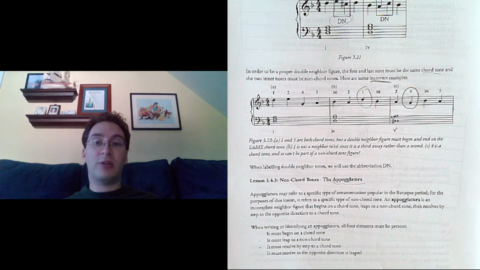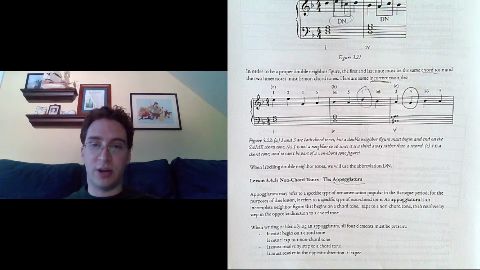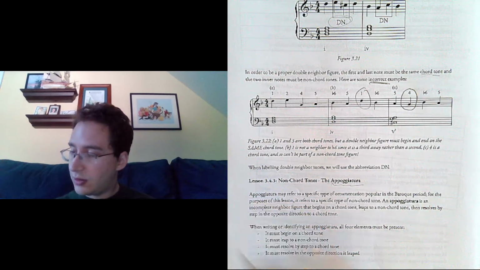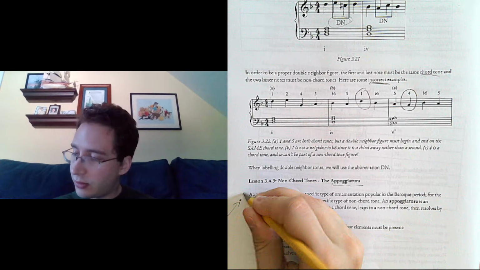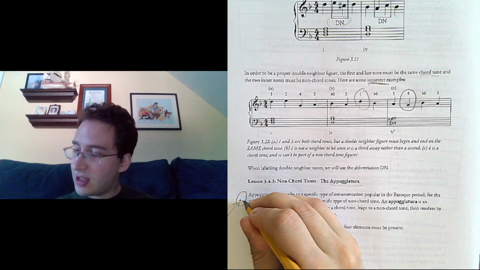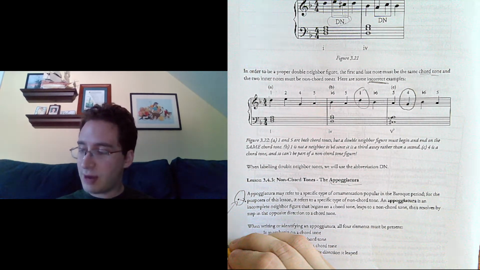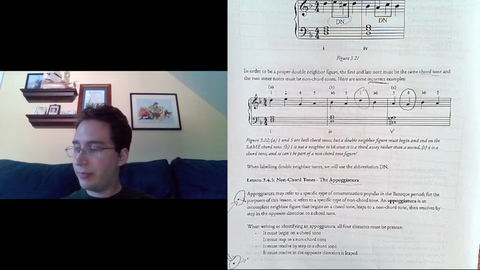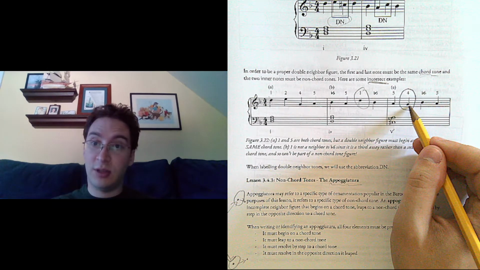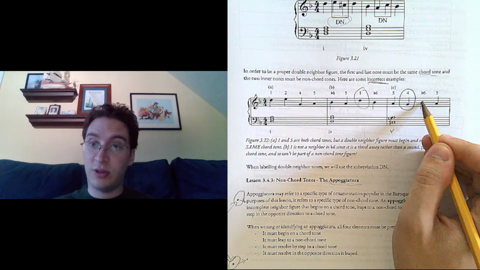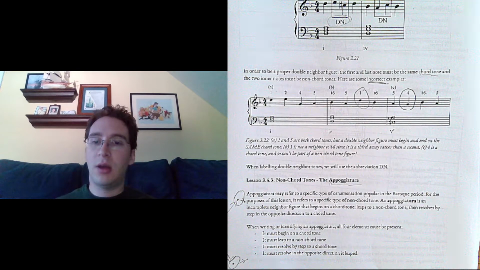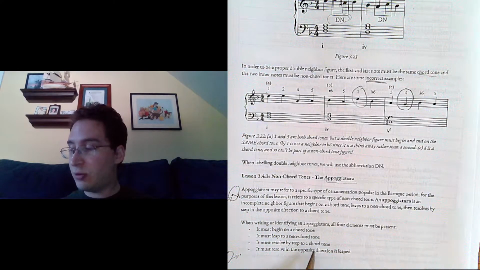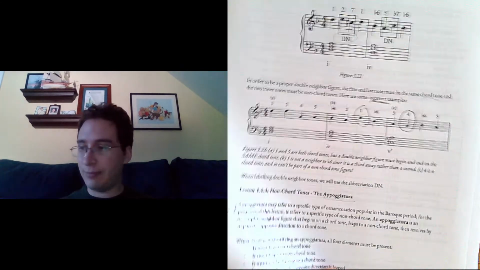So, what we are going to be looking at is a specific type of non-chord tone. It is an incomplete neighbor figure, where you start on a chord tone, you leap to a non-chord tone, and then you resolve by step in the opposite direction to a chord tone. So the other way this could go is leap down to a non-chord tone and step up to a chord tone. And in fact, this is what's going on here. You start on a chord tone, you leap to a non-chord tone, and resolve back down by step. So all four elements must be present. You must start on a chord tone, you must leap to a non-chord tone, resolve by step to a chord tone in the opposite direction of the leap.